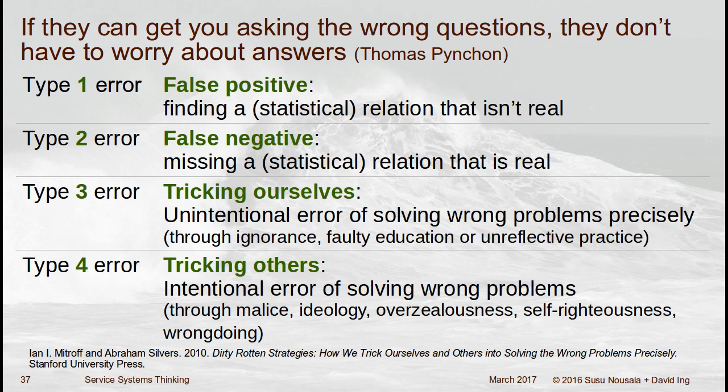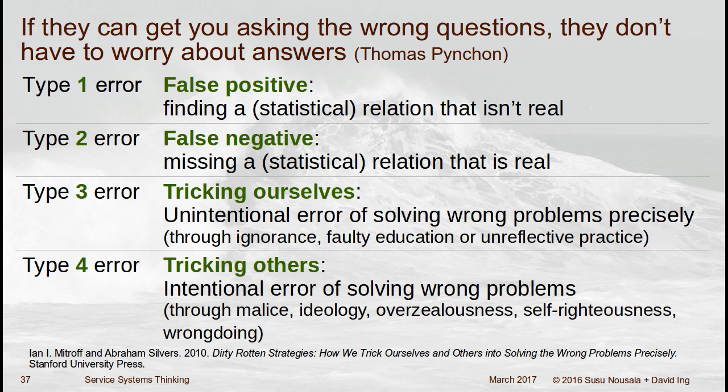Systems people know better, and they say there is a type three error, and I call this tricking ourselves. Some people call this solving the wrong problem. Type three error: solving the wrong problem. What you're trying to do is solve the wrong problem precisely. You shouldn't have been working on it in the first place. Like, why are you doing drug testing at all? There's a reason for not using this drug at all, so why are we testing this drug?